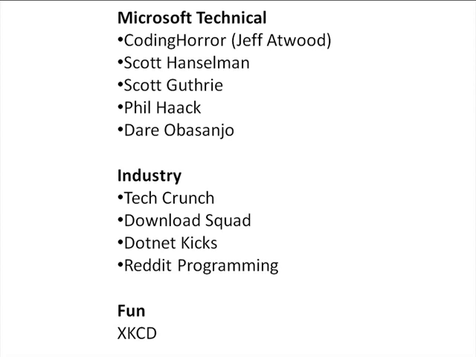Next up are the industry blog feeds. There is TechCrunch. I like reading TechCrunch. It just kind of lets me know what's happening in the industry. Download Squad, there's occasionally fun little things, tools and stuff that I can be aware of by going to Download Squad. .NET Kicks is a great site. It's an aggregator. Pulls in news and information from blog posts that people like. Same with Reddit. That's a little bit more industry expansive. It doesn't just focus on Microsoft stuff as the other ones do. Reddit is a little bit more widely read and used.